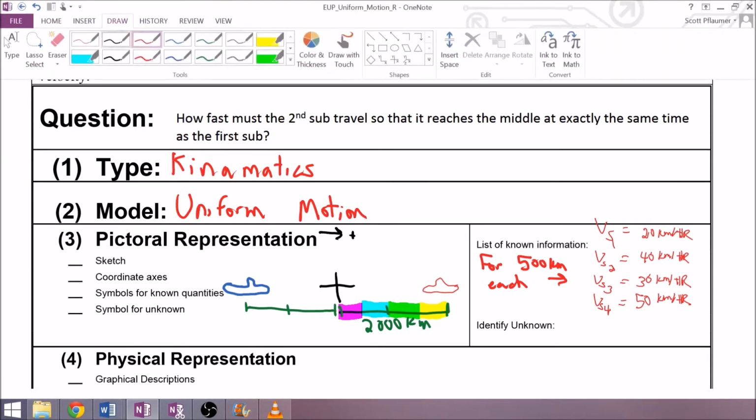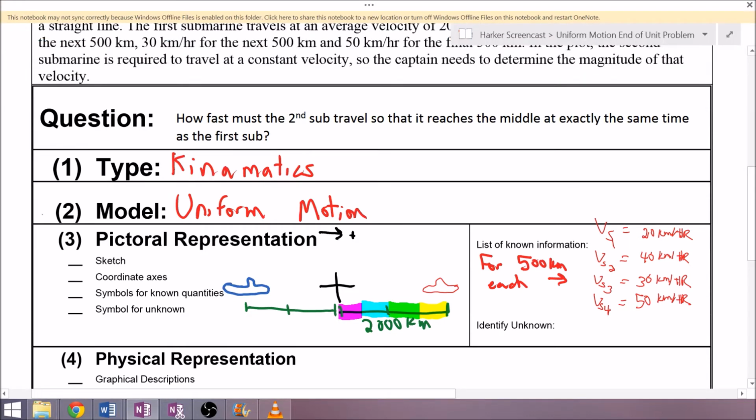Finally, we want to know the velocity of the blue sub, and we know that it has to reach the center in the same time. Okay, so we got a picture. We know what the situation looks like. We know where our origin is, which way is positive. We've identified what we know and what we don't.